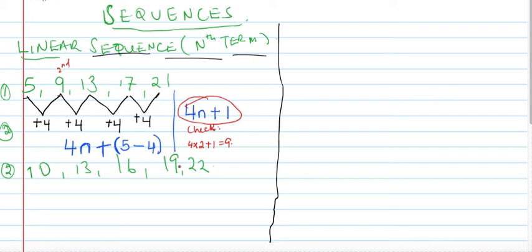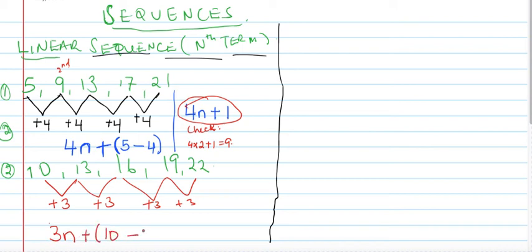Let's try to apply what I've explained in number 2. The rule is plus 3. You see that we are adding 3. So now we get the rule, put the n, plus first term minus the rule. This is the working. So here we're getting 3n plus 7.